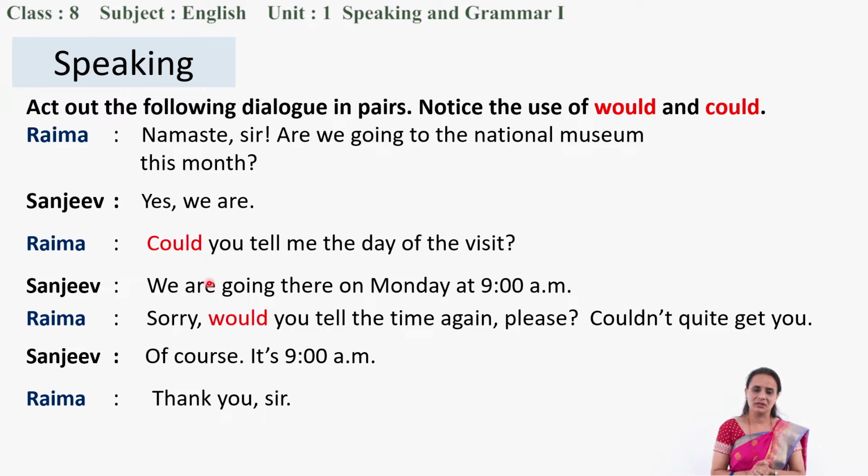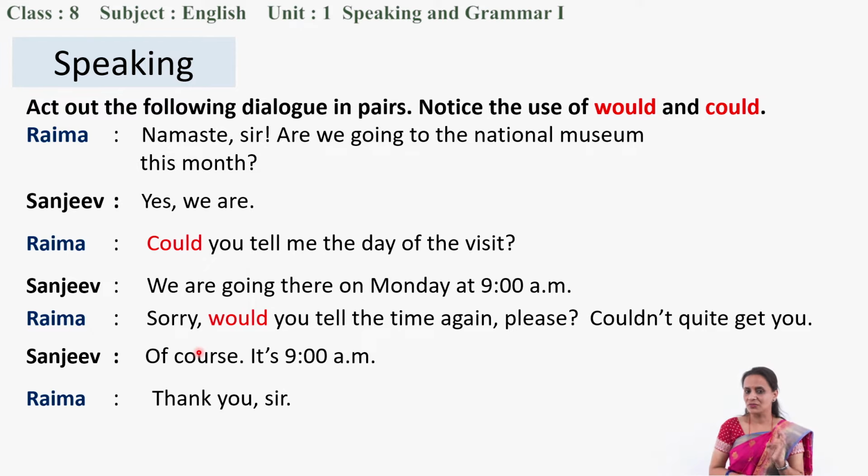Okay. Now let's notice another word, would, here. Again Raima says, sorry, would you tell the time again please? Couldn't quite get you. Now see, would you tell the time again please? She is requesting again. Why? Because she could not get her teacher.